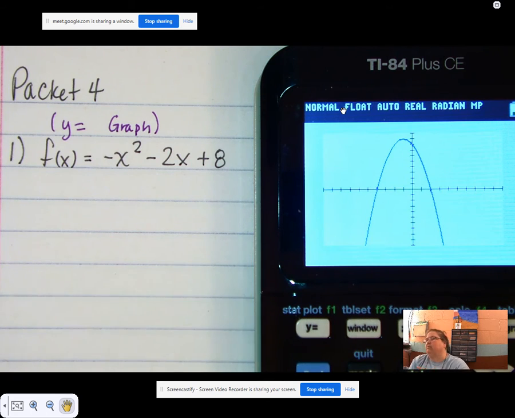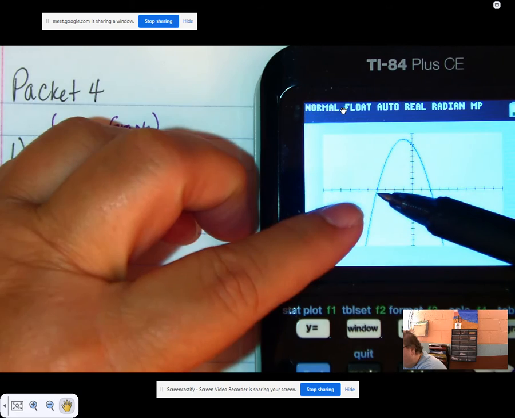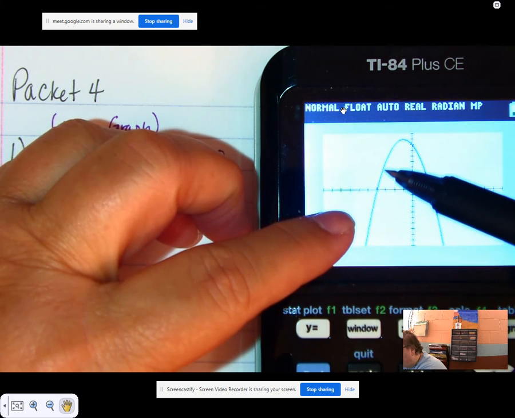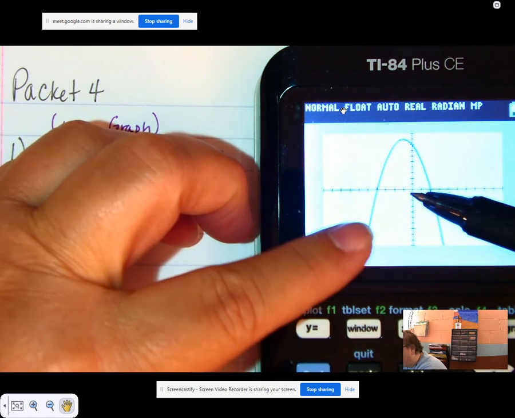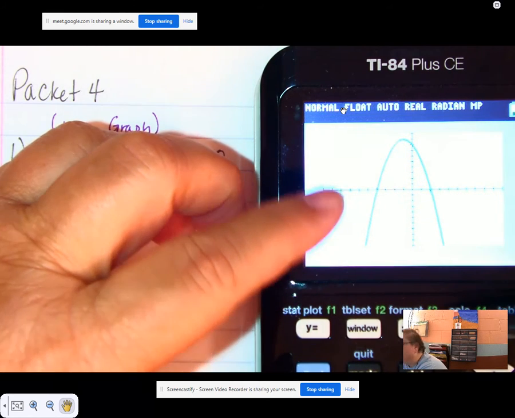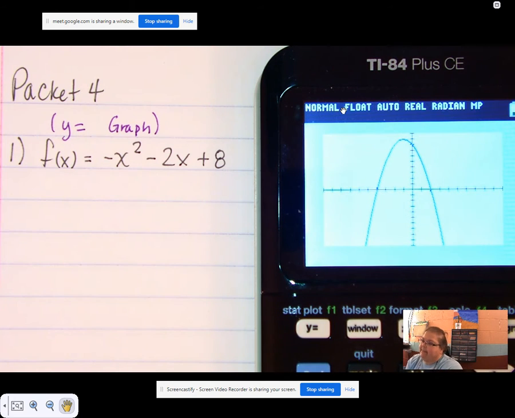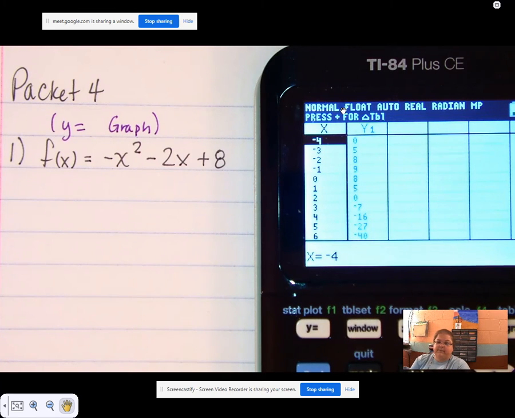Well, here's what I know, mainly because I'm the teacher. From negative 4 it starts going up, because we always read left to right. So it's going up here, and it stops going up about negative 1. Now, I can see that, and I know that because I am who I am. However, you may not be able to tell that from the graph. So let's go to the table. Second graph, we're going to look at the table now.